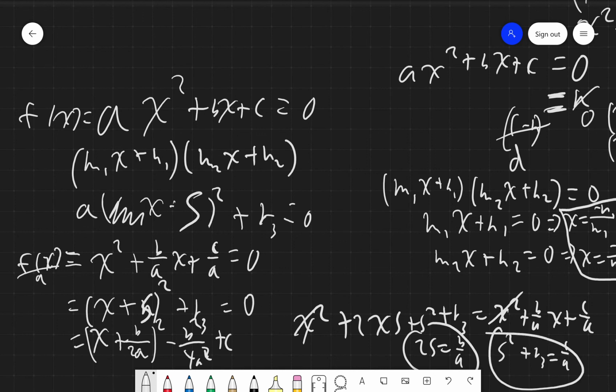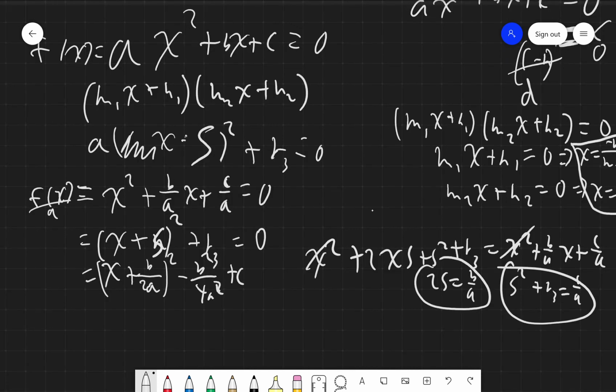Alright, cool. So now this looks a bit more complicated, but what it does is it gets us a square, and that's going to help us in optimization, which I'll tell you about in a bit. So now we have f of x over a equals this. If we multiply by a, now we have f of x equals a times x plus b over 2a squared minus b squared over 4a squared plus c.